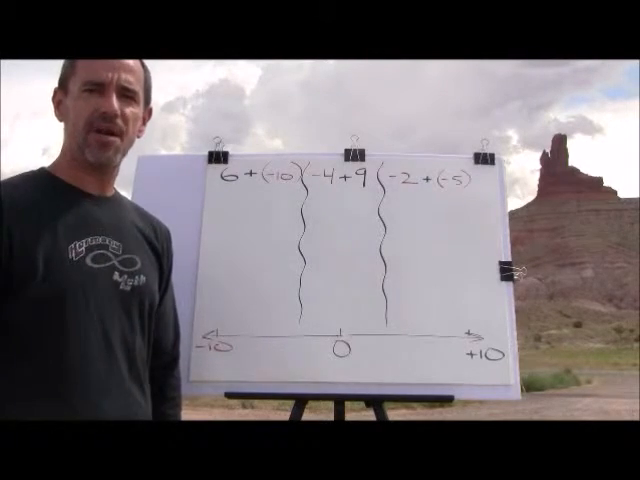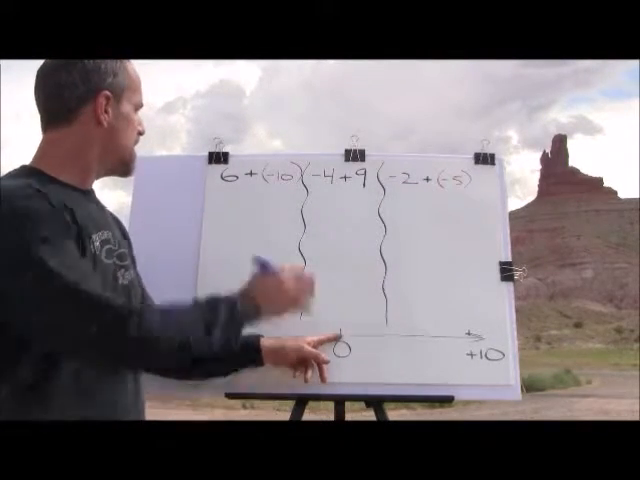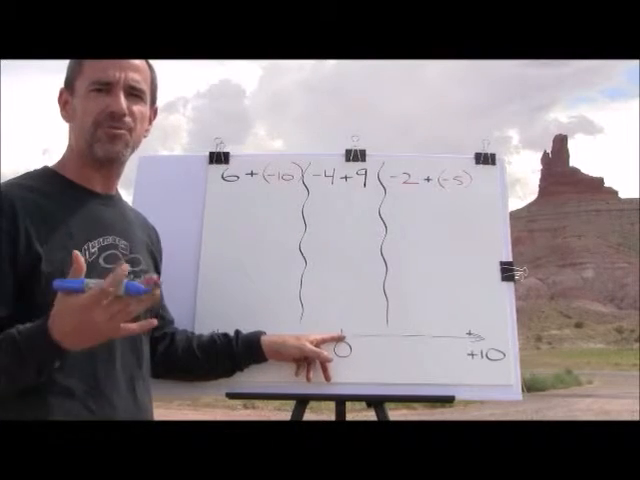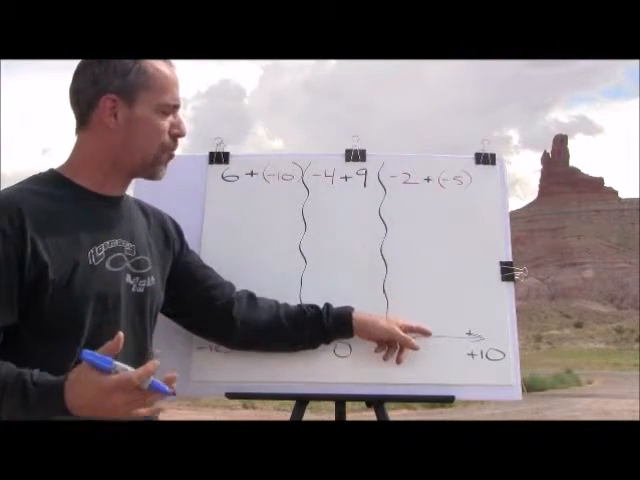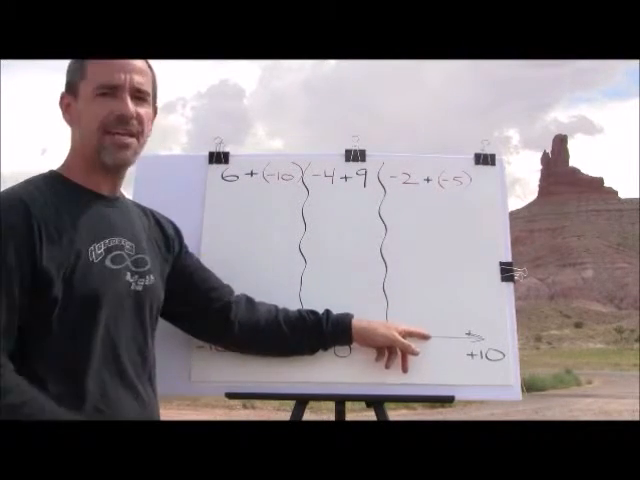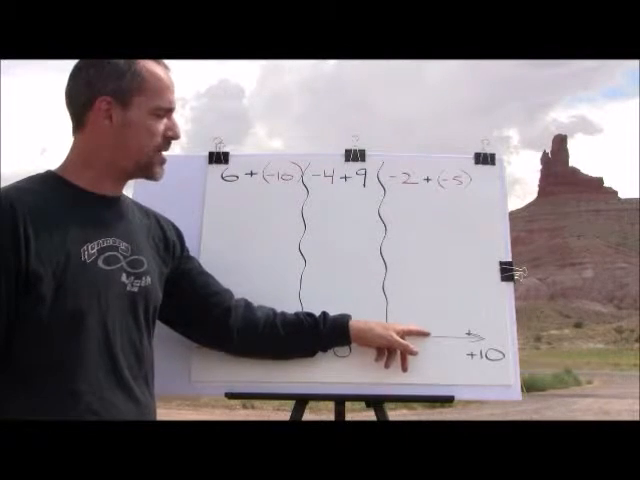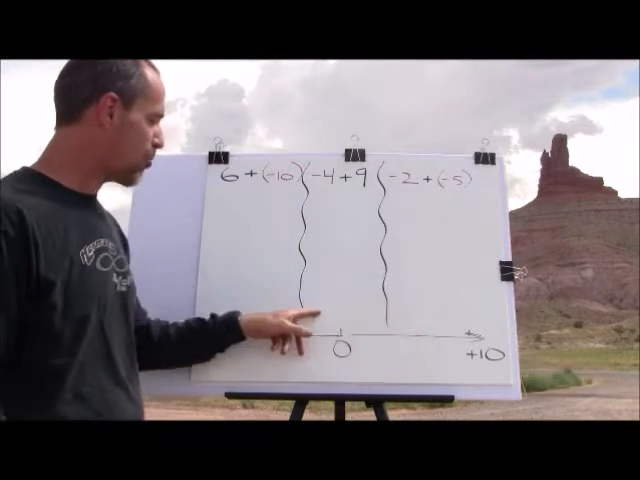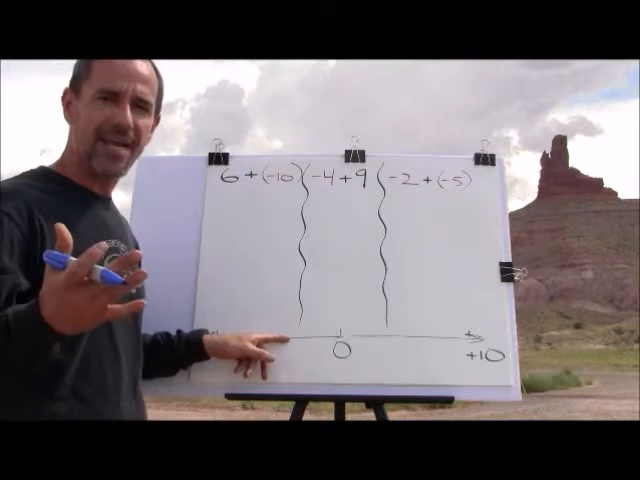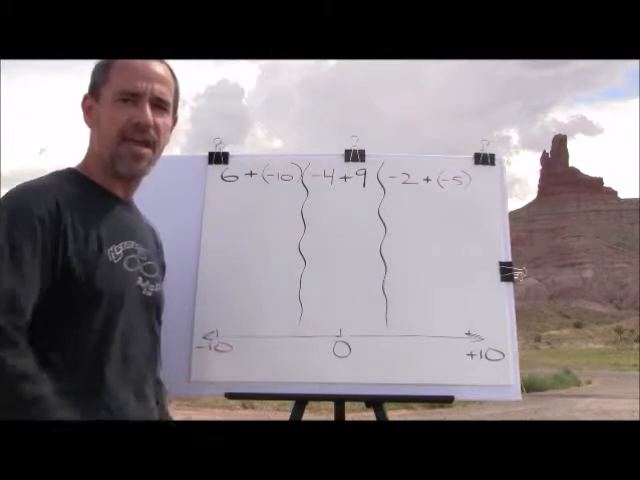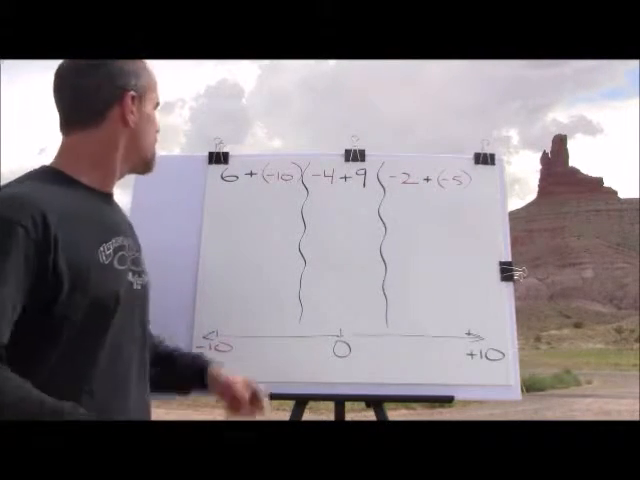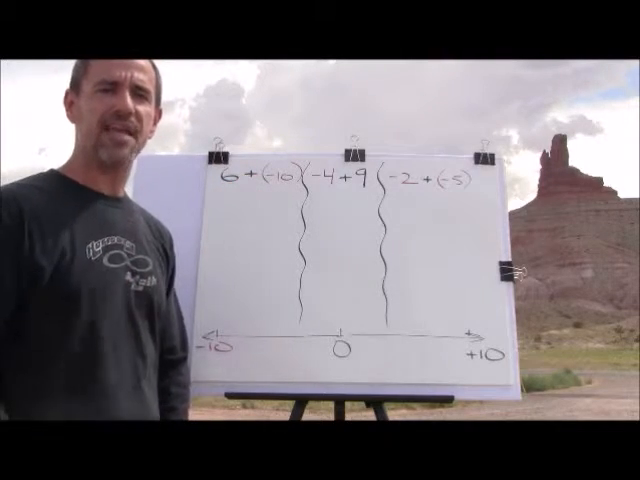If we look at it on a number line, and we start at 0, the first integer is positive 6. So that means we're going to move forward 6 spaces. The second integer is negative 10. So that means we're going to start from that spot and move backwards 10 spaces. Where are we going to end up? We're going to end up down here at negative 4. So 6 plus negative 10 apparently is negative 4.